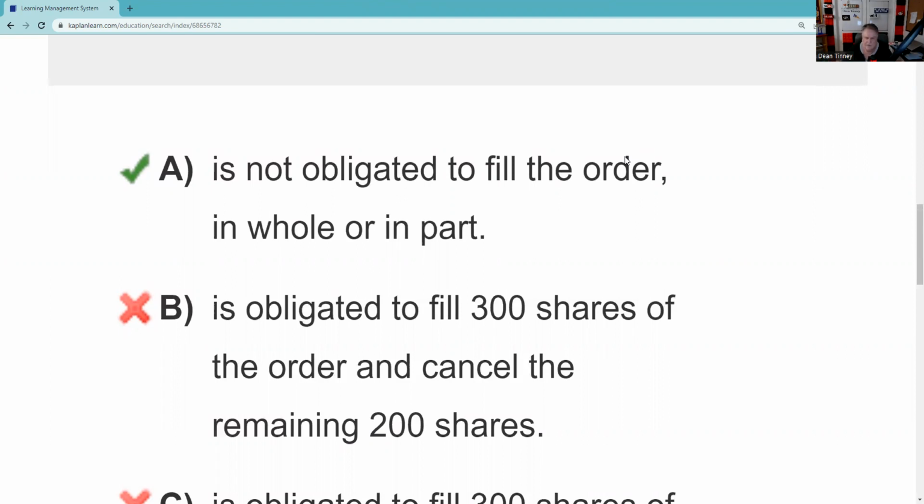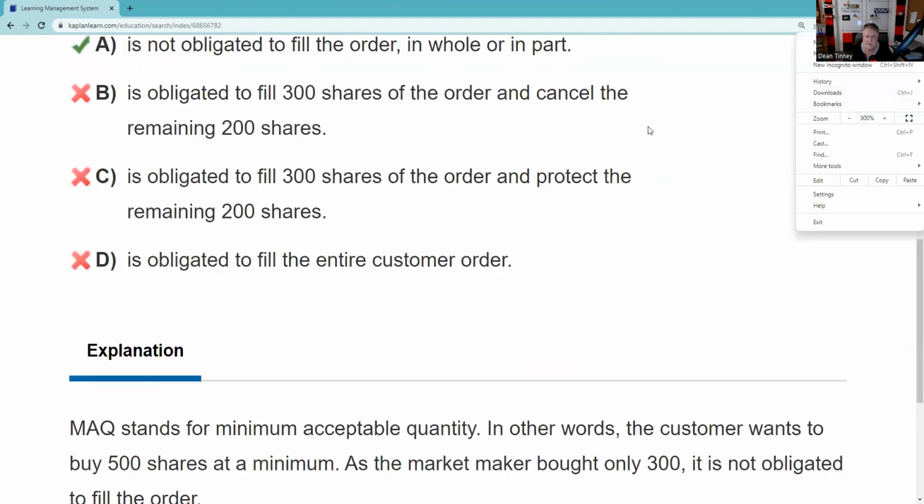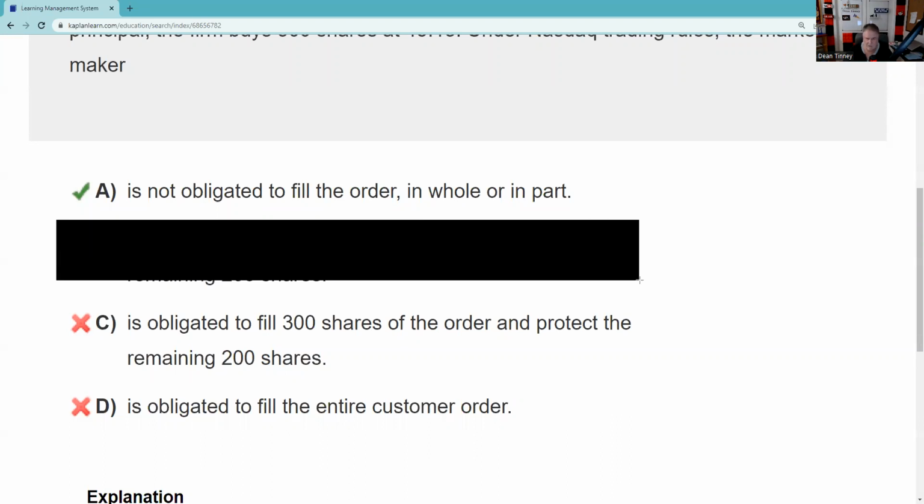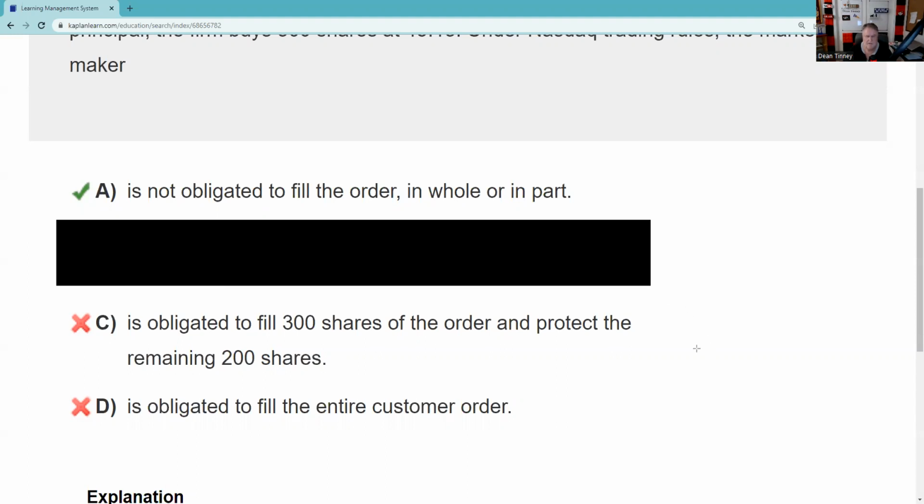Obligated to fill 300 shares of the order, cancel the remaining. You should have definitely been able to get rid of that one. Let me just shrink it. I try to make it so you can see this if you're on a smartphone. Let me shrink it down so we can deal with each of these answers as we go. But in terms of process of elimination, even if you were struggling with this, you should have been able to eliminate that choice, because under limit order protection, you don't get to pretend that you don't have an obligation on the remaining 300. So you should have been able to get that out of there by process of elimination.